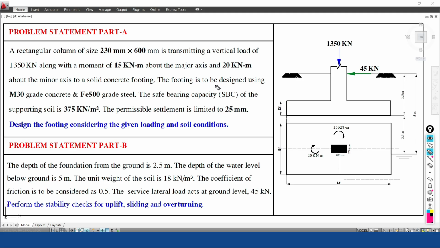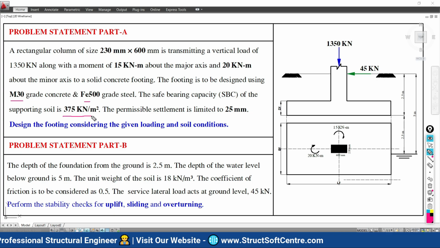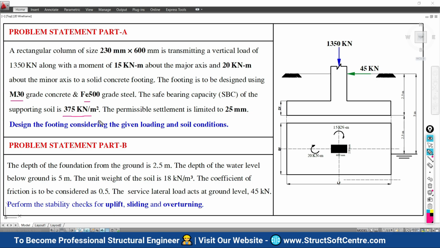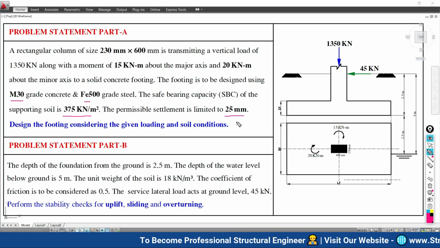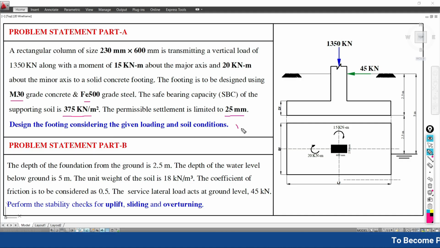The footing is to be designed with M30 grade of concrete and Fe 500 grade of steel. The safe bearing capacity of the soil is given as 375 kilonewton per meter square. The permissible settlement is limited to 25 mm. We have to design this foundation for the given data and the soil condition. This is the responsibility to do.